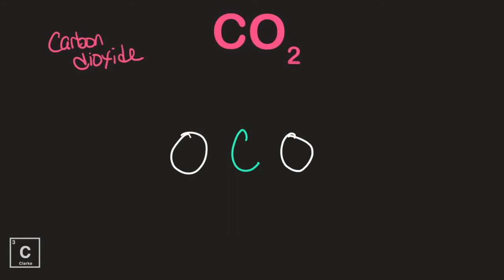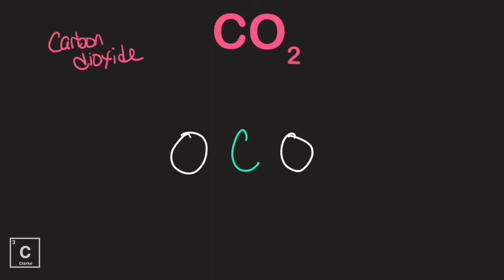CO2. This is carbon dioxide. You know the stuff we breathe out and the stuff plants breathe in? Carbon dioxide. We need to place our elements first. Place our elements. Carbon is available. Carbon must go in the center. And we've got 2 oxygens. So I'm going to put those on either side. Now we need to put our dots. I'm going to start with oxygen.